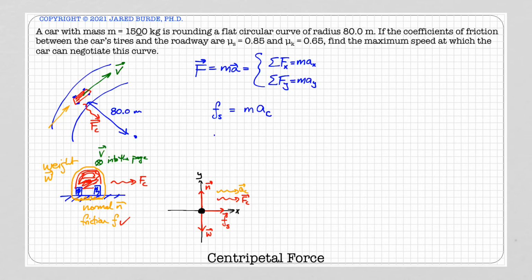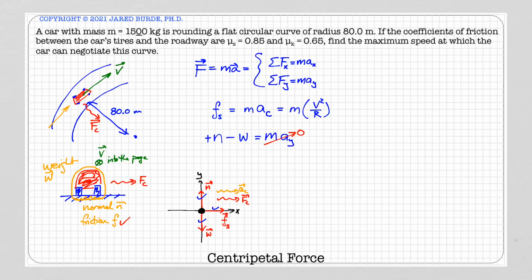In the y direction, we have the normal force that points up. We have the weight that points down. And together, that is the mass times the acceleration in the y direction, and the y acceleration is zero. The car is moving across a horizontal surface, so there's no vertical acceleration here. The centripetal acceleration we do have an equation for. That is v squared over r, where v is the linear speed of the object going around the circle, and r is the radius of the circular path.